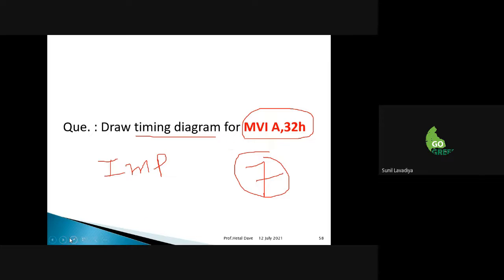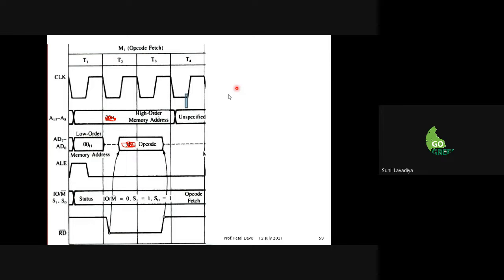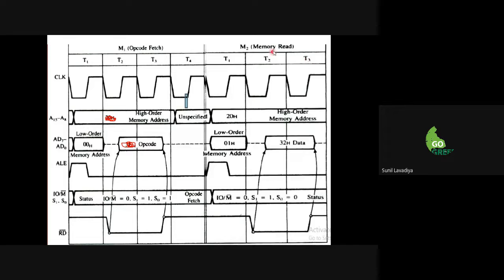Okay, this is what happened for the MVI. Now the second part comes here. What data do we have to transfer? The data that we have to transfer is 32. So for that, the second part is the memory read part. For the memory read part, 3 T states are required.